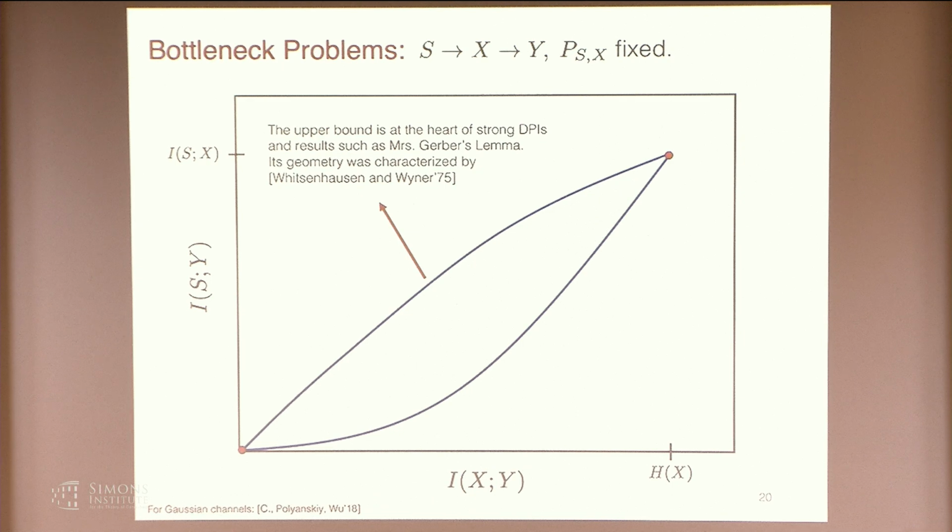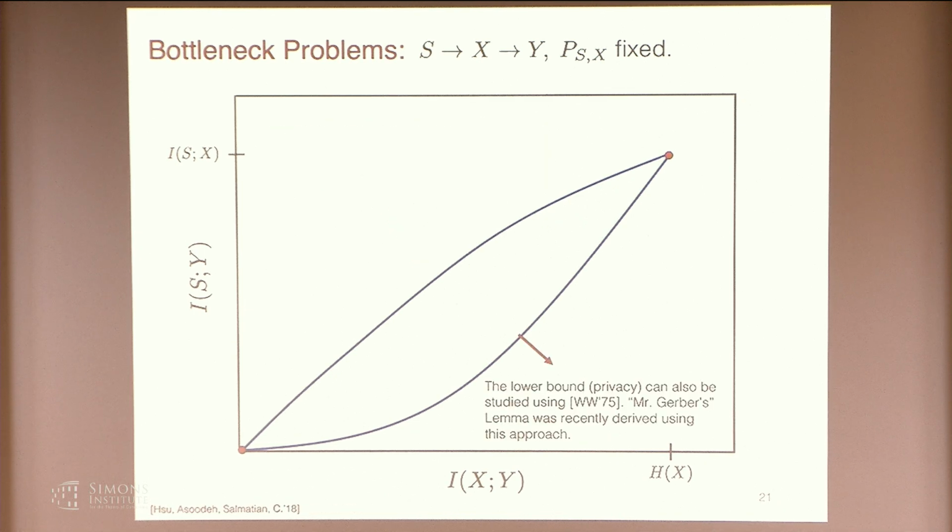There's a well-known result in information theory known as Mrs. Gerber's lemma, which is used in network information theory, and which is related to the characteristics of this upper bound when S and X are binary. And there's a beautiful paper, I would argue somewhat underappreciated, by Witsenhausen and Wyner from 1975, where they say many things about the geometry of this upper bound.